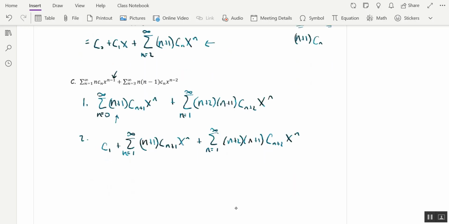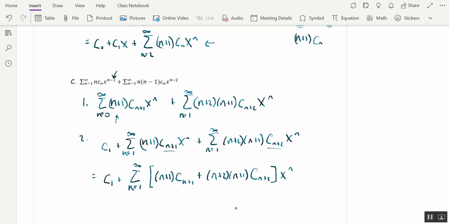Okay, now combine: c1 plus a single summation that starts at 1. Give yourself a giant set of brackets. The c's are different. I have c(n plus 1) and c(n plus 2), so I can't combine those, so I'm just going to have to write everything down. I've got (n plus 1) c(n plus 1) plus (n plus 2)(n plus 1) c(n plus 2), close your brackets, and that is the coefficient of x to the n.